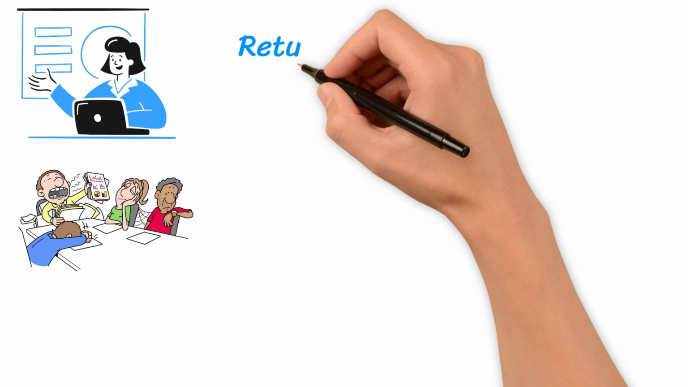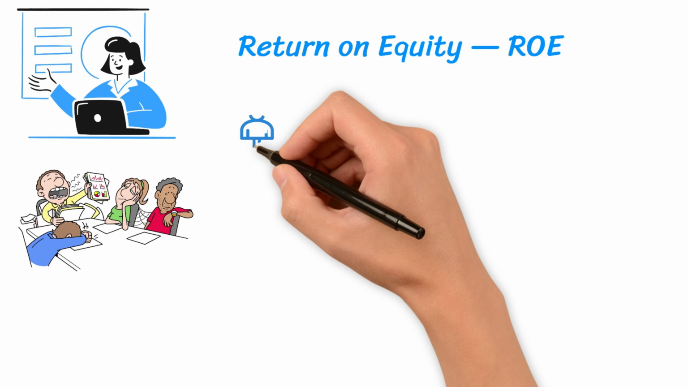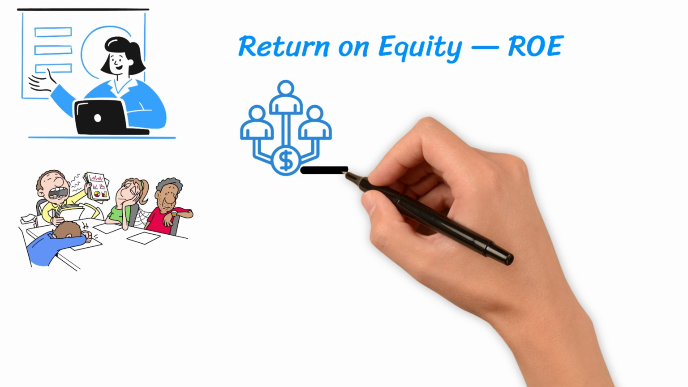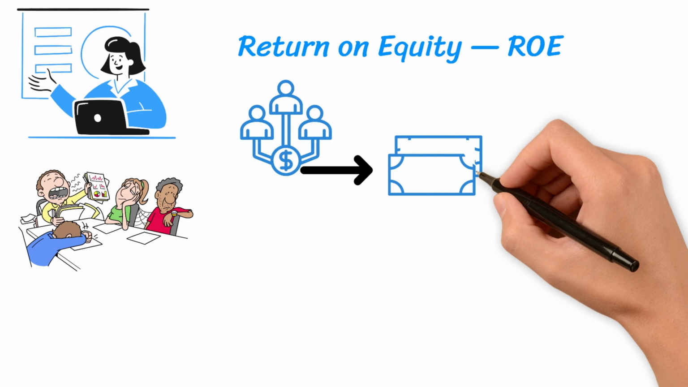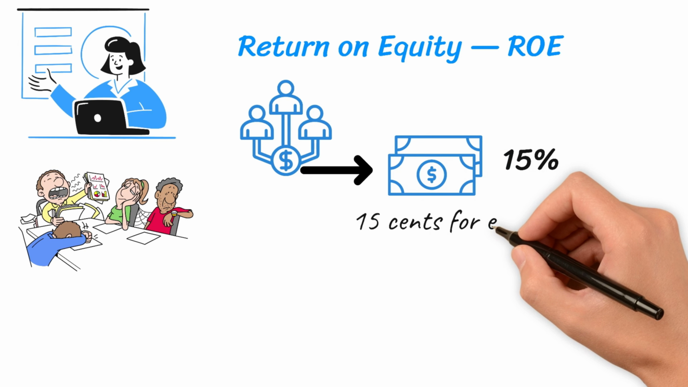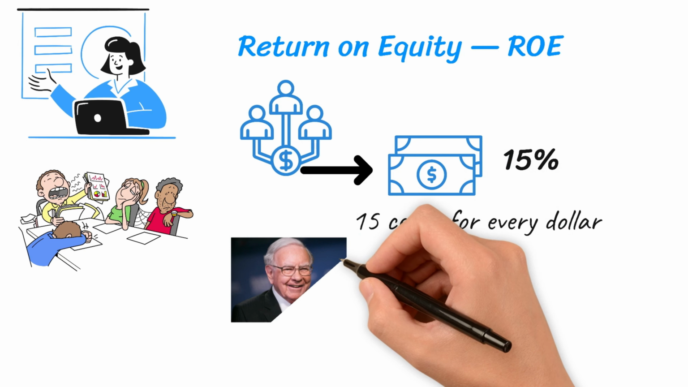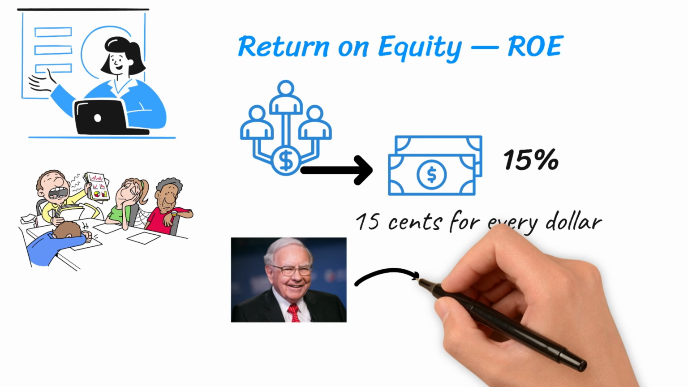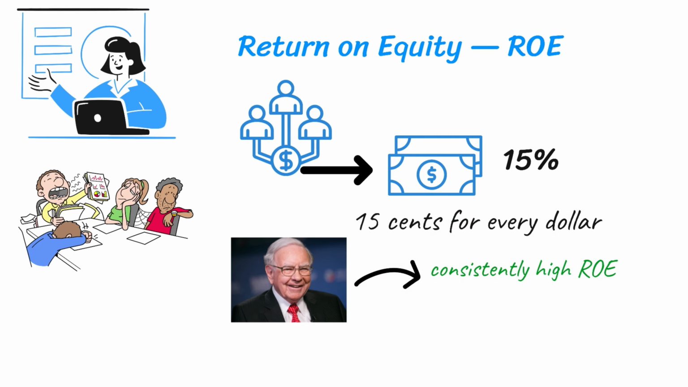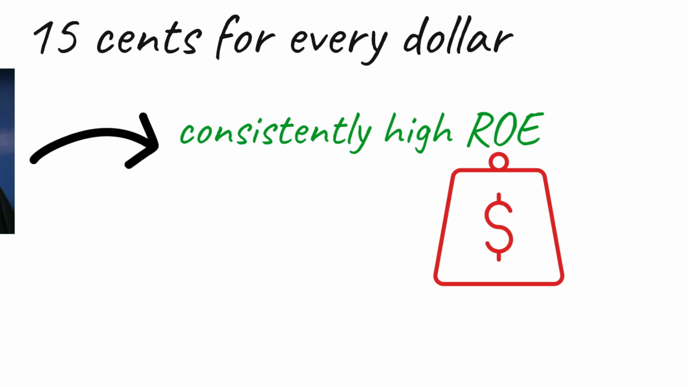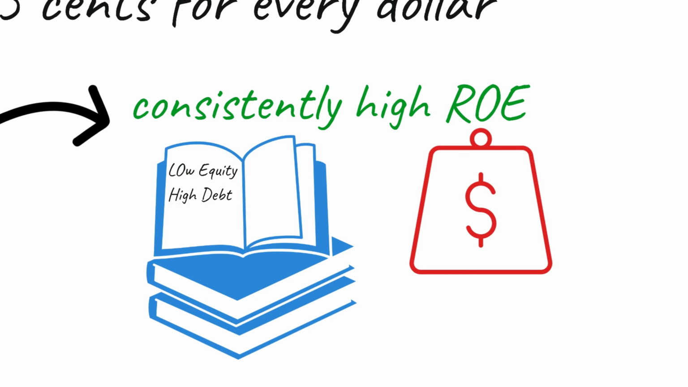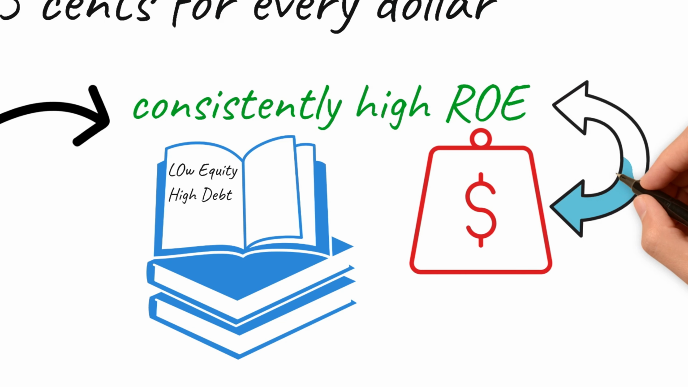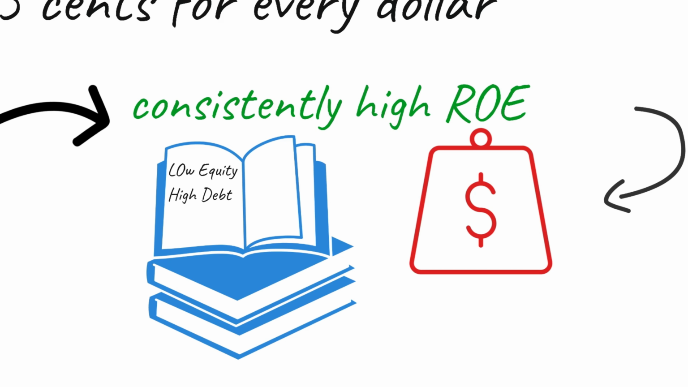Return on equity, ROE. For every dollar of shareholder equity, how much profit does the company generate? If ROE is 15%, it earns 15 cents for every dollar of equity. Warren Buffett specifically looks for companies with consistently high ROE. But here's the trap. ROE can be inflated by debt. A company that borrows heavily reduces equity on its books, which makes ROE look artificially high. Always read ROE alongside debt ratios before drawing conclusions.